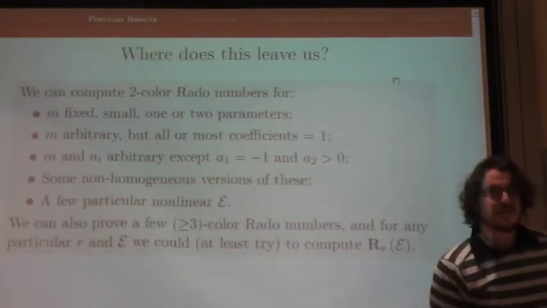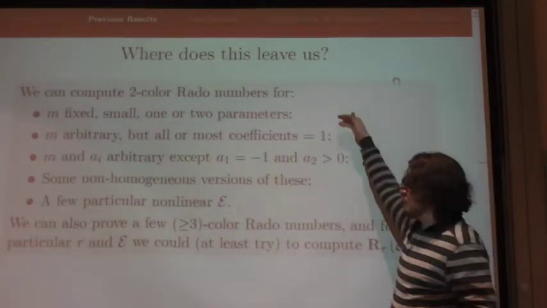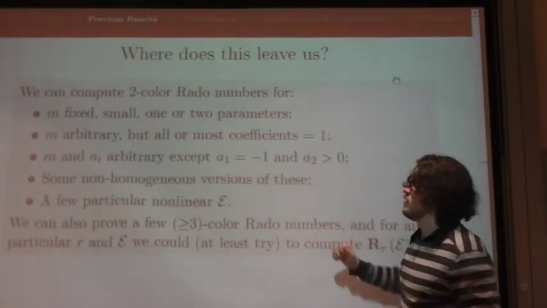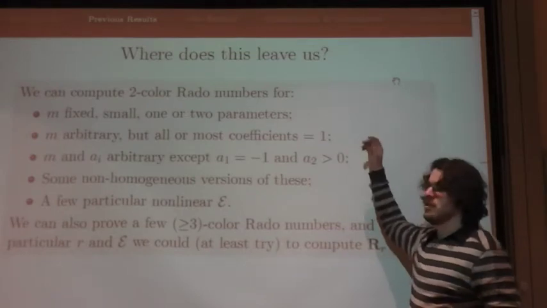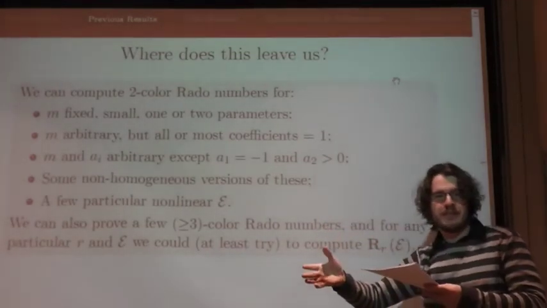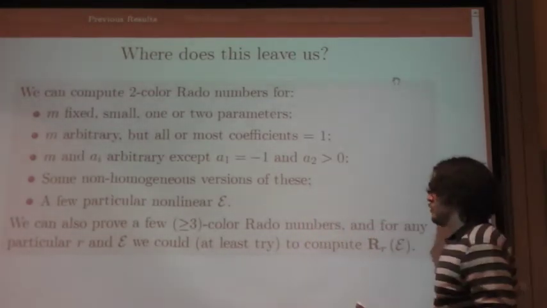So the question is, where does this put us? If we're trying to move forward with this research, there are a bunch of different cases where you can change some things, but not all things. One of your coefficients has to be small, or a bunch of them have to be 1s, or there can only be 2 or 3 variables total. 3 or 4, there shouldn't be 2.